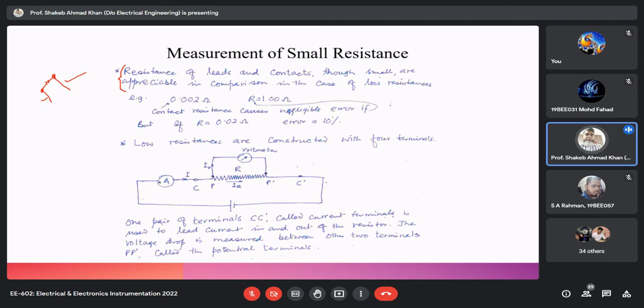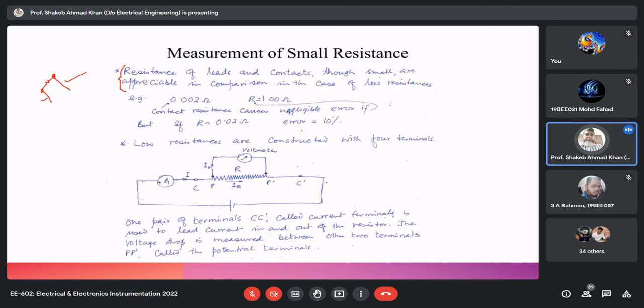So that kind of situation is here also, that's what I had given. If we are measuring 100 ohm, and the contact resistance is 0.02 ohm, you can see that it is very small in comparison to the resistance we are measuring. But if your resistance is 0.02 ohm and your lead and contact resistance remains the same, you are getting 10% of error, and it is not acceptable. 10% of error is very high. In general purpose measurement, generally 1% error is required.